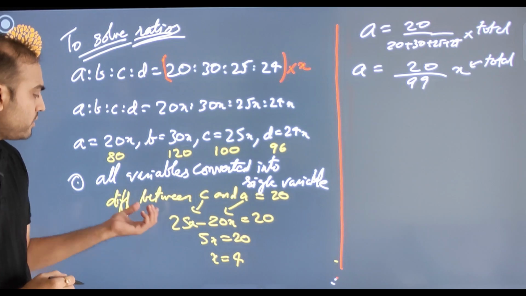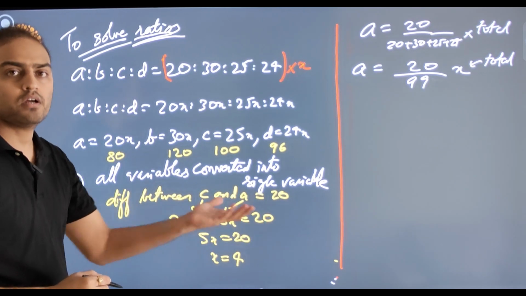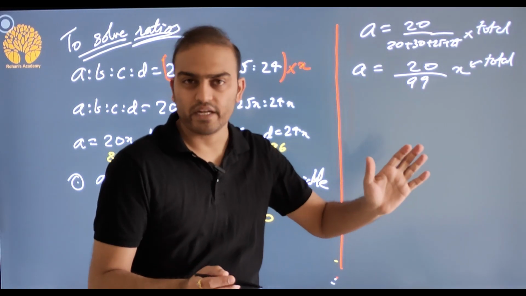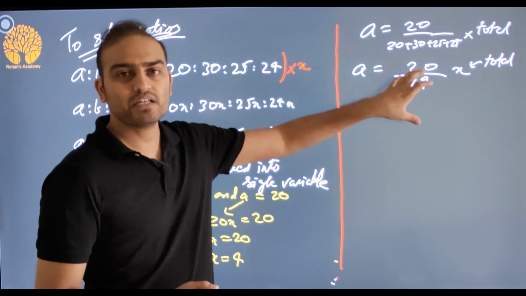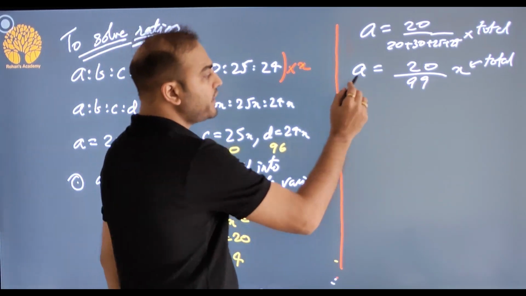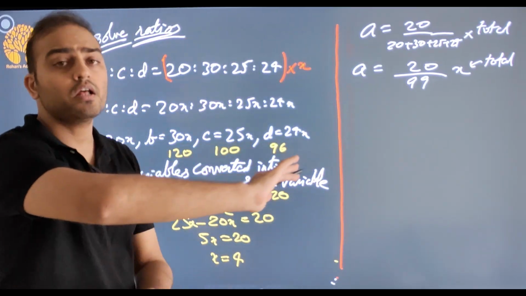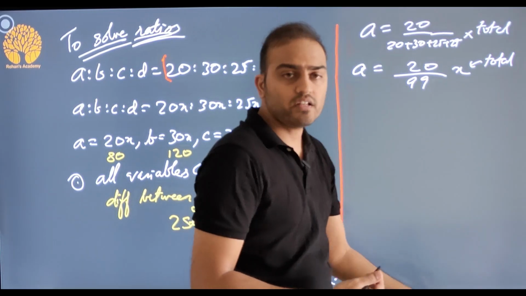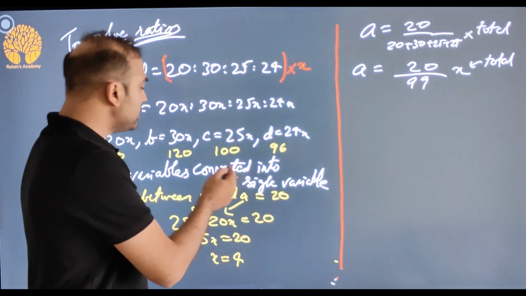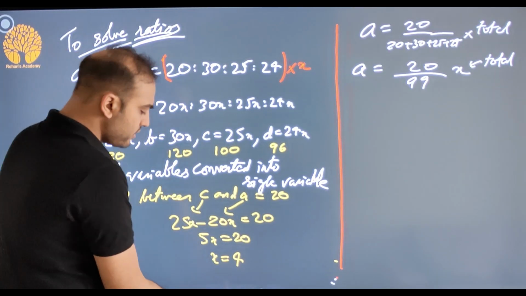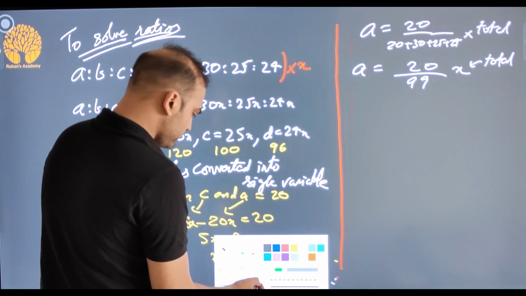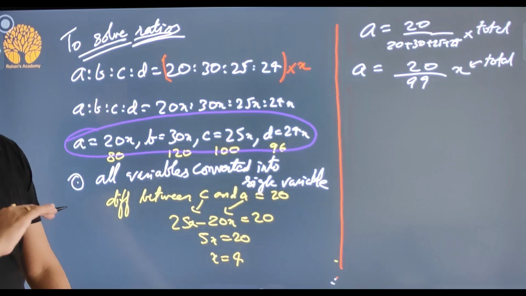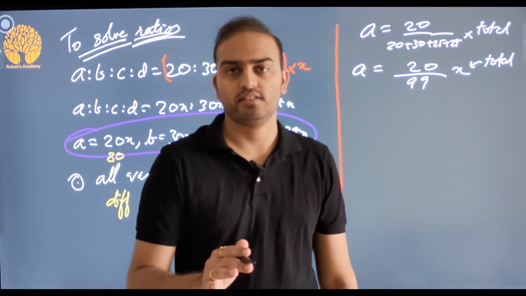So for questions like these, when they say difference between C and A is this or something else, this method becomes lengthy and complicated. The only time we will use this method, there is nothing wrong with it, is if we know the total or if we are supposed to find the total. Otherwise simply use x. This is the simplest way to solve all ratio questions. All right.